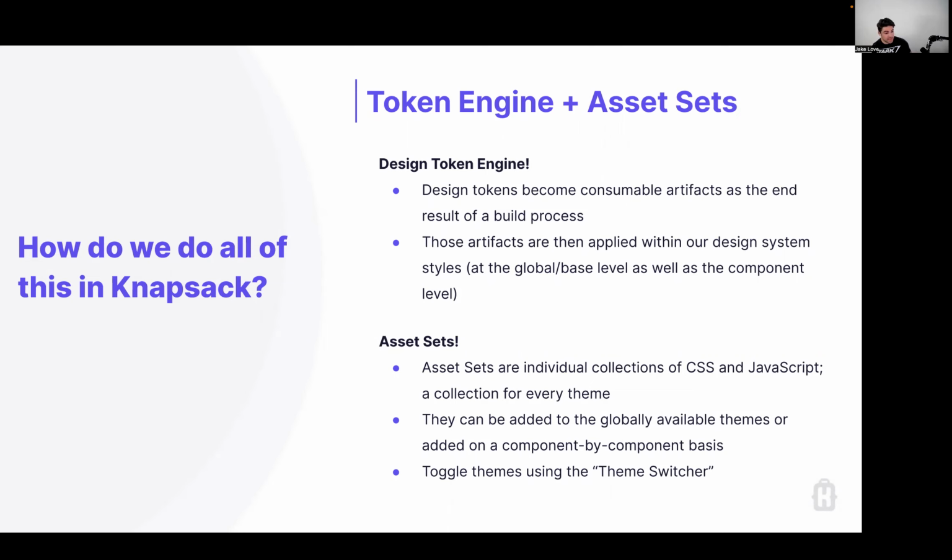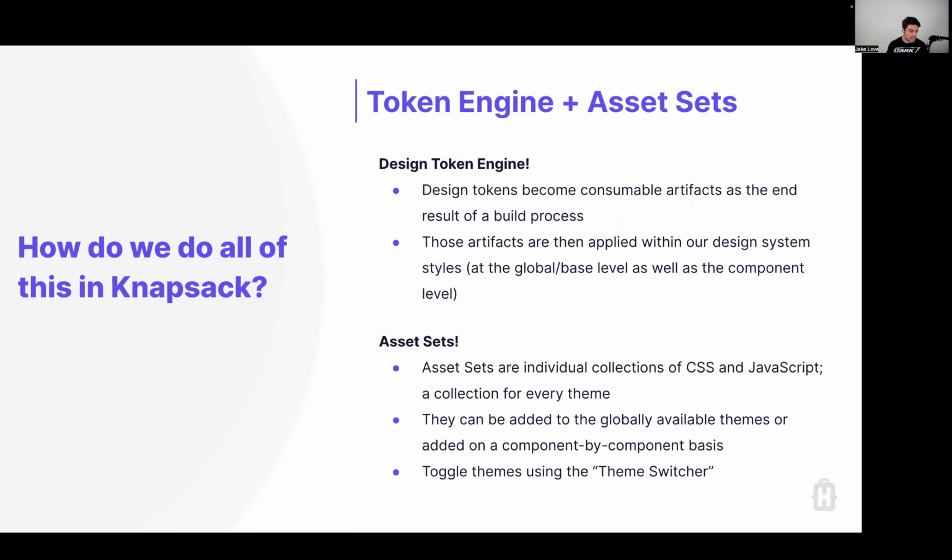Those artifacts are then applied within our design system styles, the global and the base level, as well as the component level. So our design token engine is there to assist in helping to generate and organize this stuff. And then, of course, our asset sets. Asset sets, like I said earlier, are the individual collections of CSS and JavaScript. And a lot of times you have a collection for each theme. They can be added globally so that all components have the ability to select from all themes in your system, or you can be a lot more prescriptive. And if you are currently building out a theme and you are adding components on a component by component basis, then inside your component configuration, you can actually specify themes that aren't on the global level.